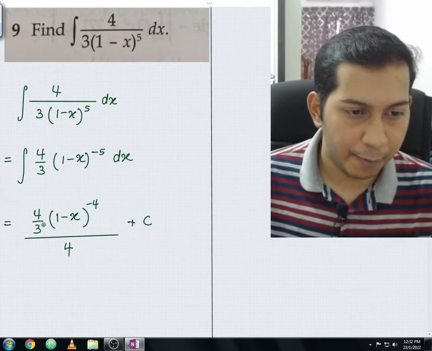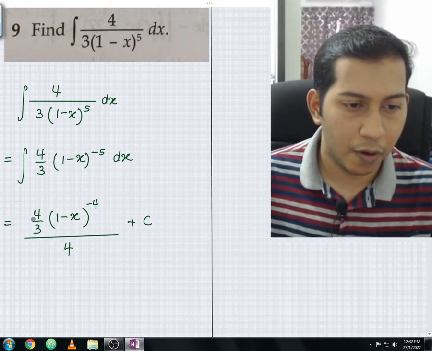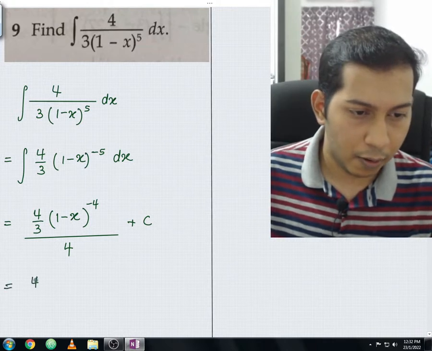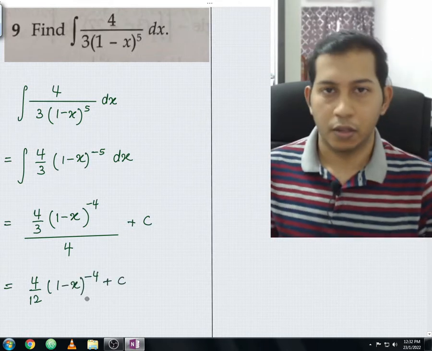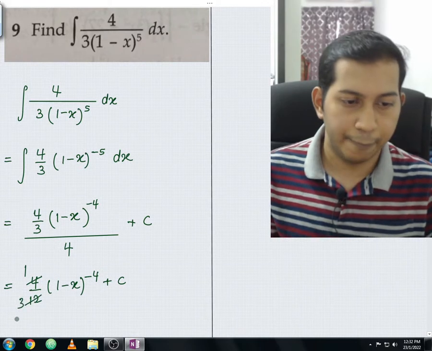From here, 4 over 3 you divide by 4, you can times with 1 over 4. So 4 over 3 you times with 1 over 4. From here you get equals to 4 over 12, in a bracket (1 minus x) to the power of negative 4 plus c. So this 4 you can simplify, you get 1. This 12 you can simplify, you get 3.